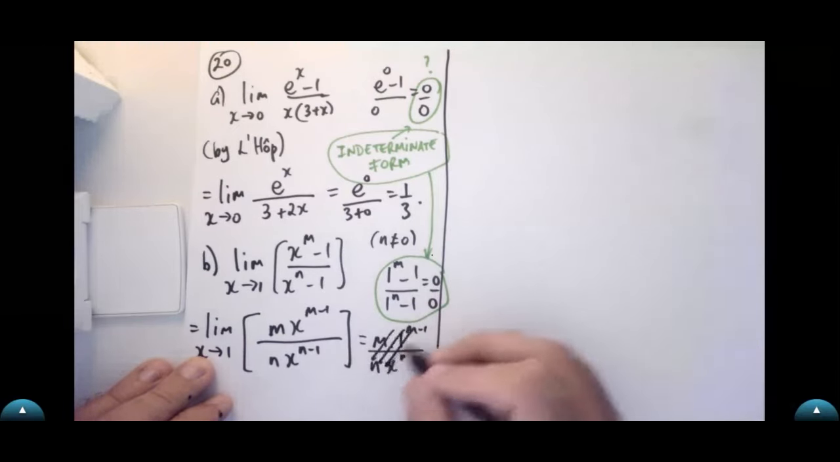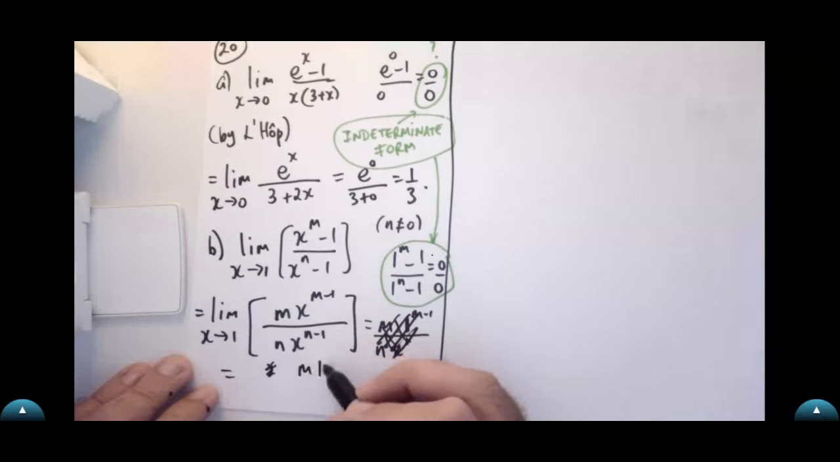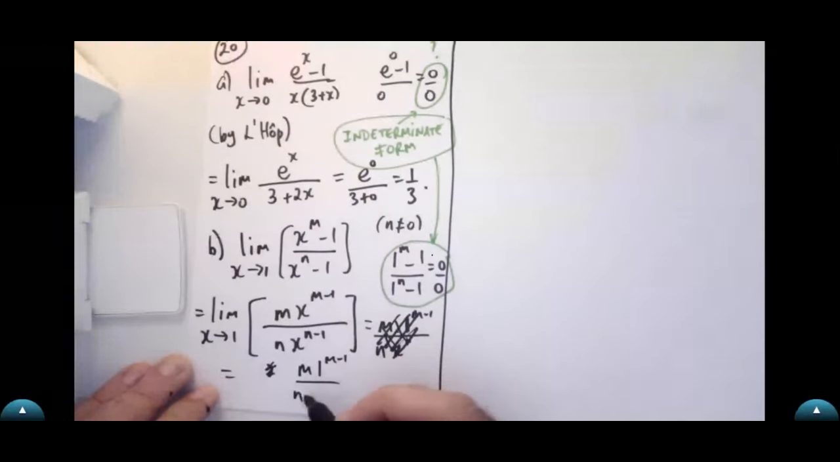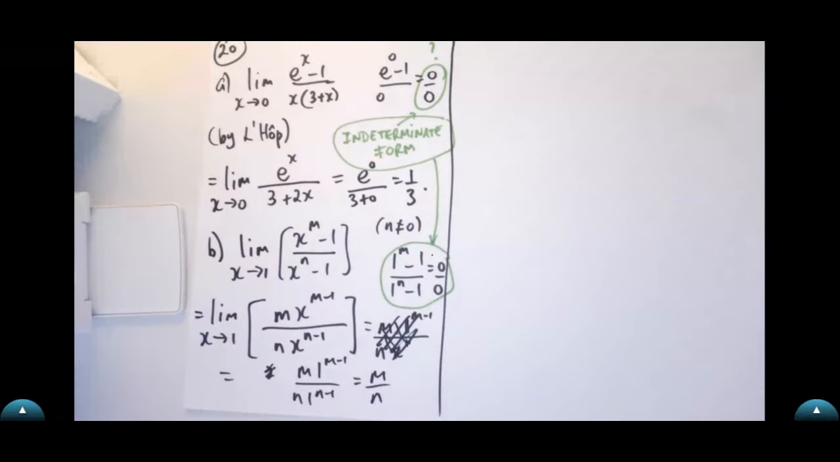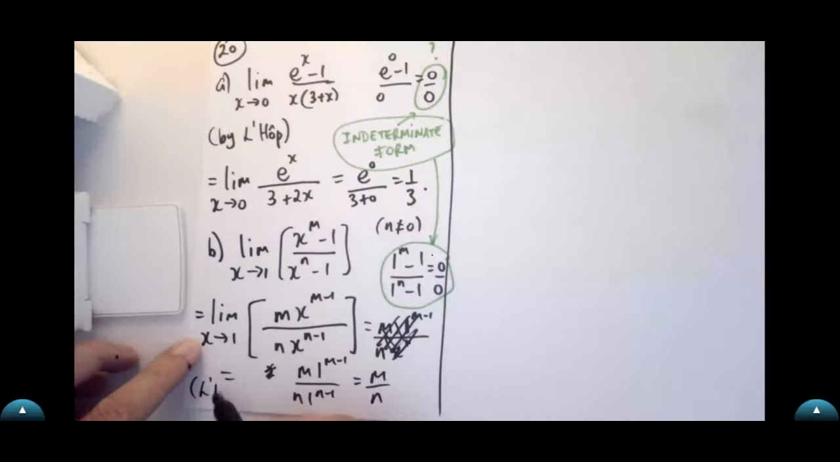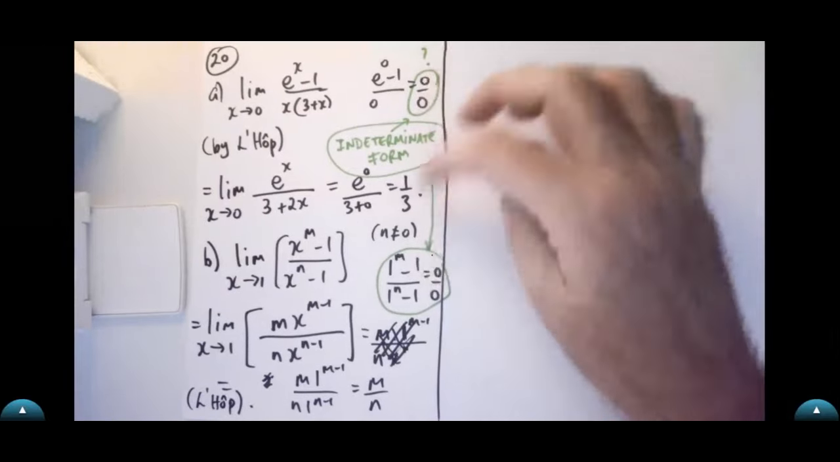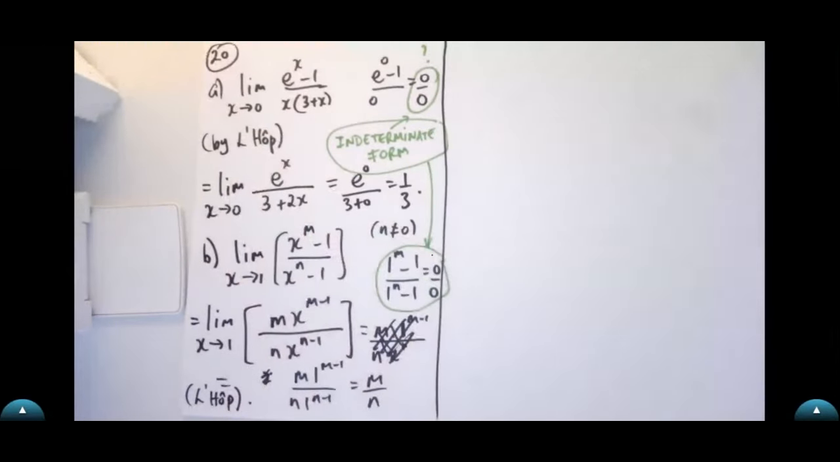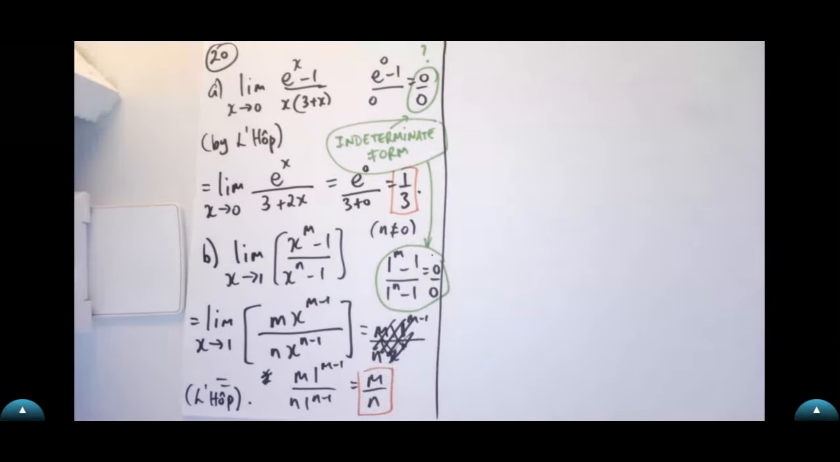Oh, that should be a 1. Hang on. Sorry, let me redo that. Okay. And we've used, again, L'Hopital. Okay, so I'm checking my indeterminate forms, I'm mentioning L'Hopital's rule, and I'm working out the answer. Okay, so the first one was the third. The second one's this thing here.